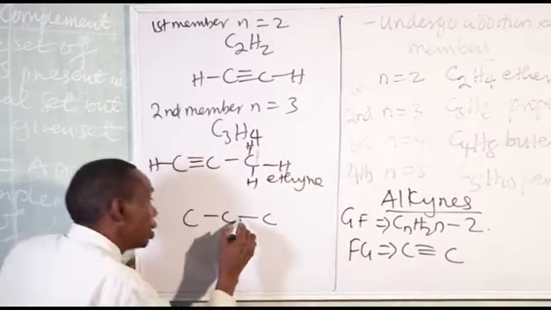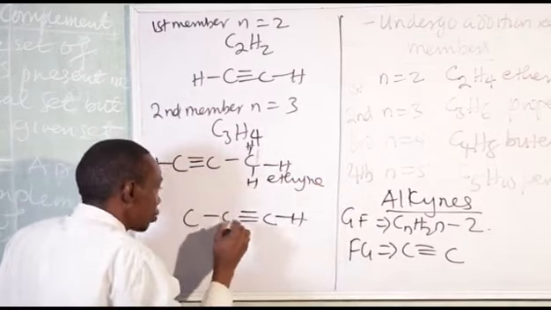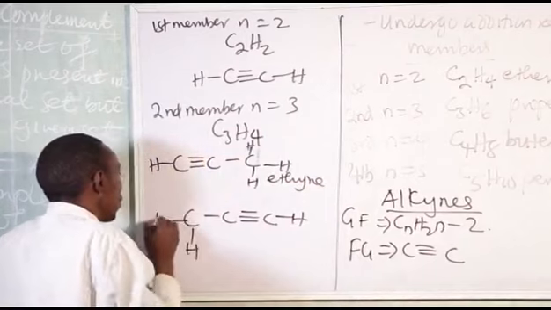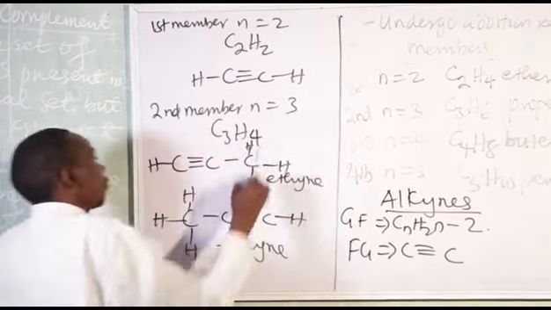Your triple bond can also be in the first position here. I will have hydrogen here, 4 hydrogens already. Well, this is also propyne. Any of these solutions is propyne.